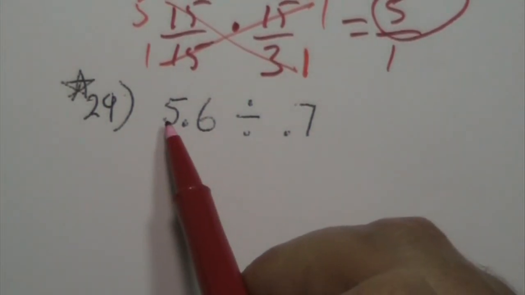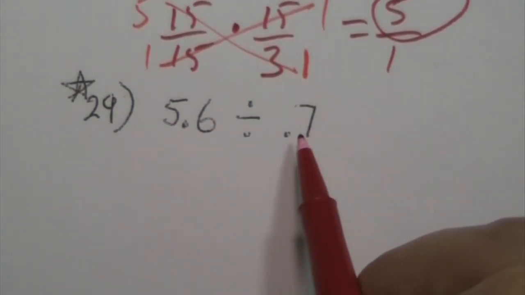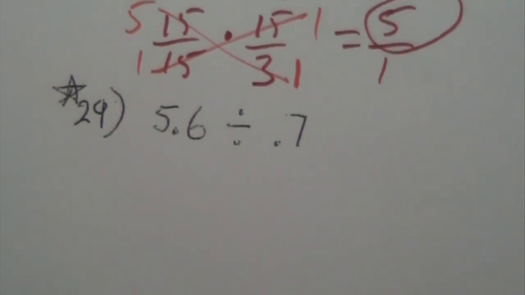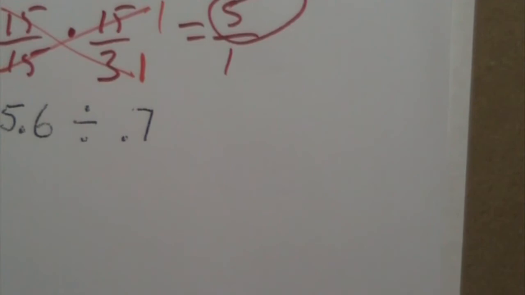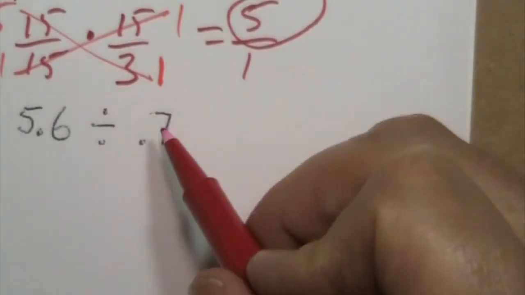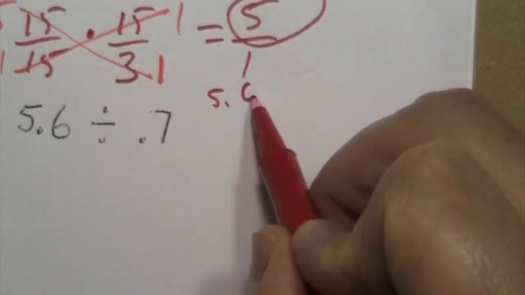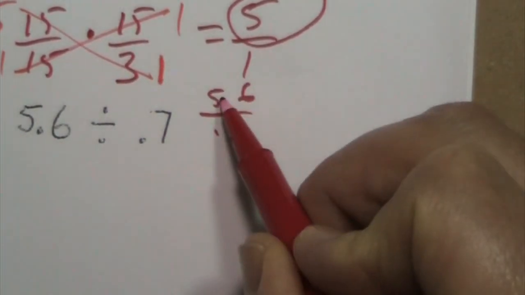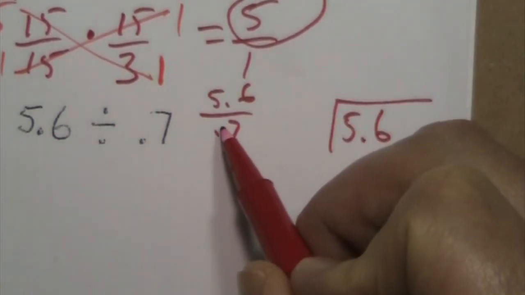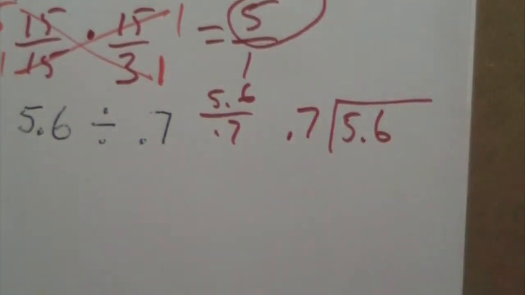Next, we have decimals. Now we could do this using decimals, or we could make these into fractions. If I was to use decimals, this is 5.6 divided by 0.7. The top goes in the box, and this one right here is on the outside.